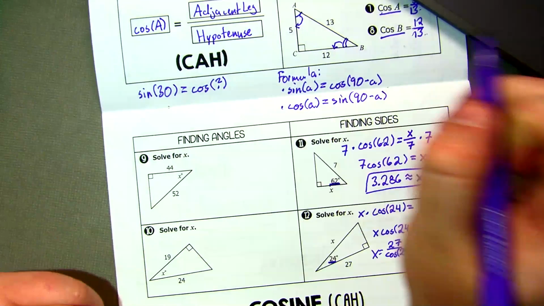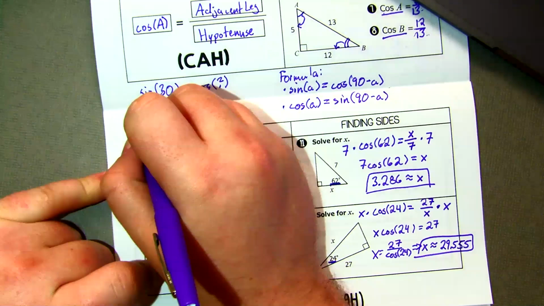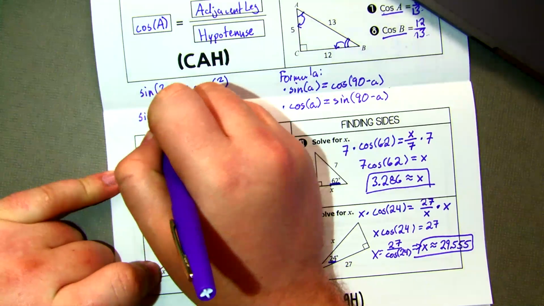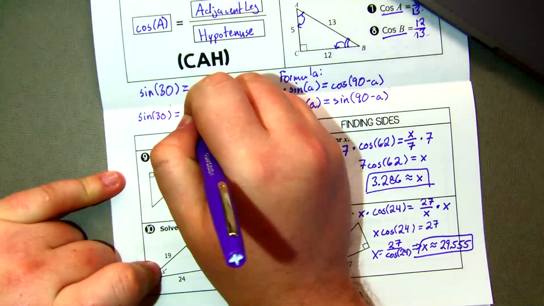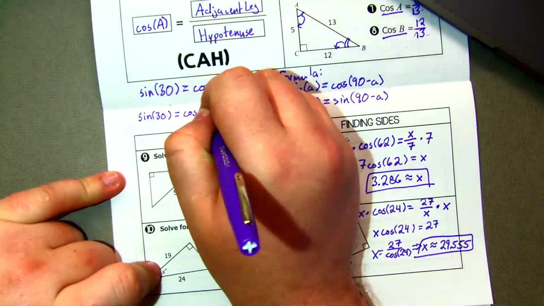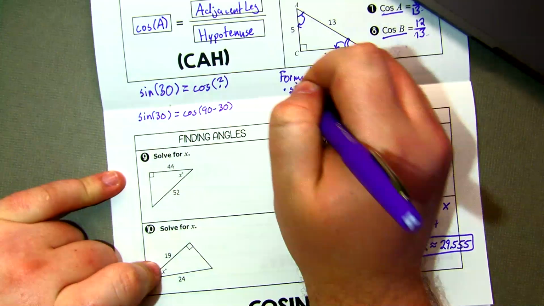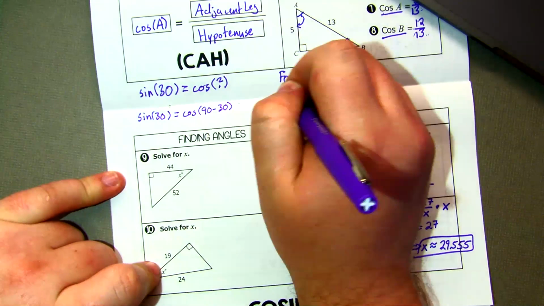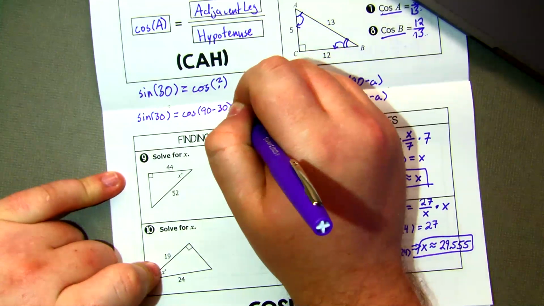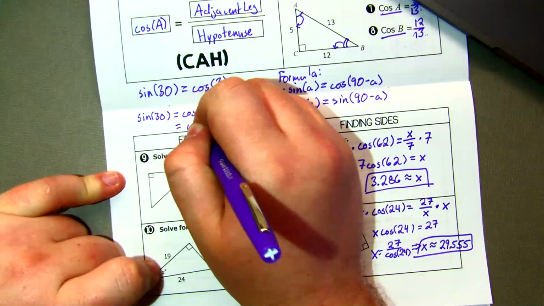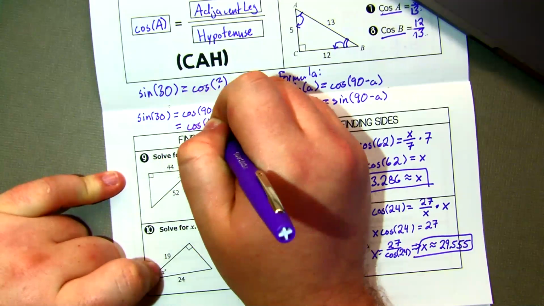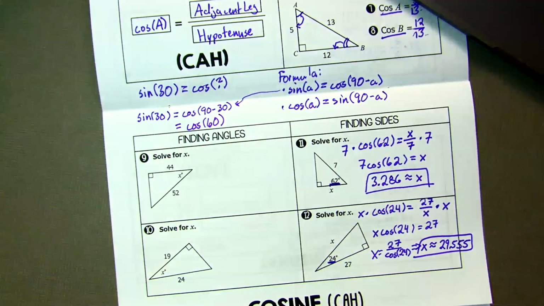Okay. So what we can see is sine of 30 equals cosine of 90 minus 30. We get that from our formula. That means sine of 30 is equal to cosine of 60. And we're done. Nice and easy with that.